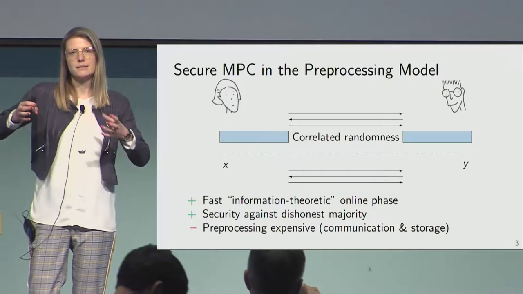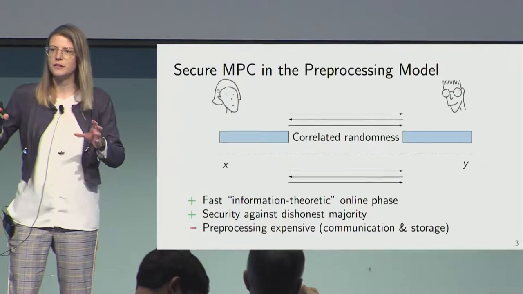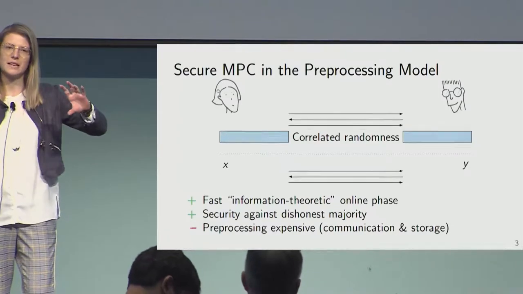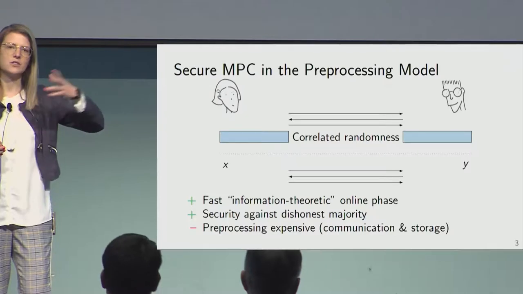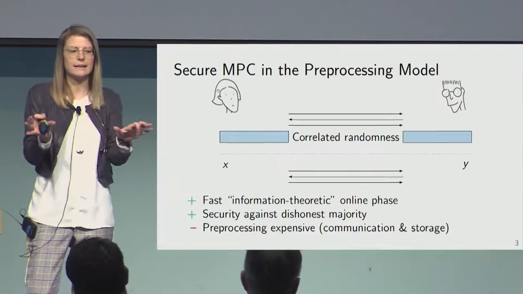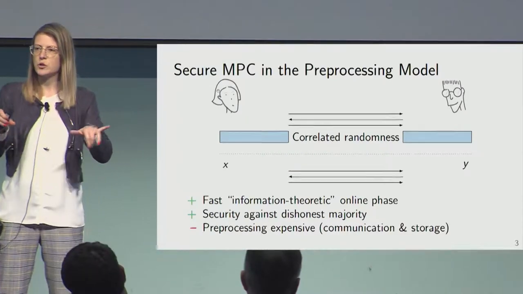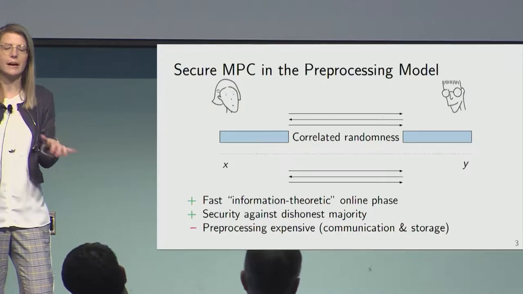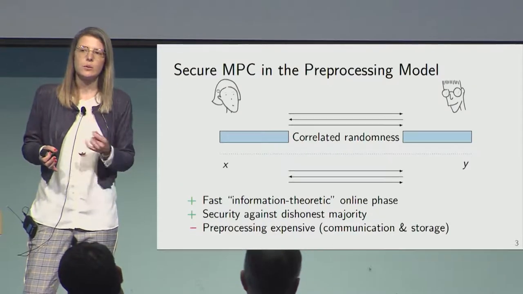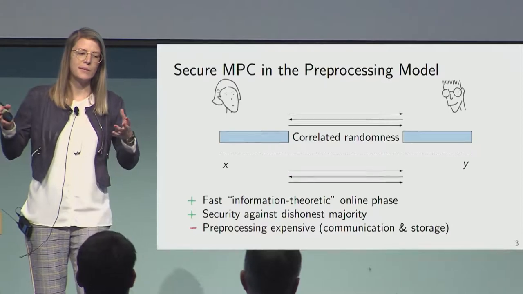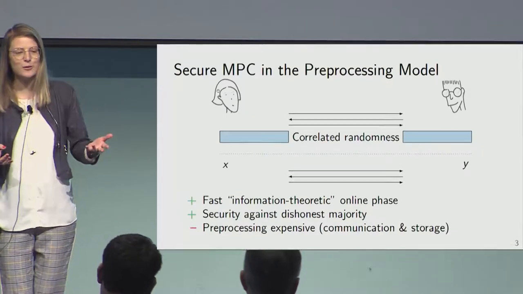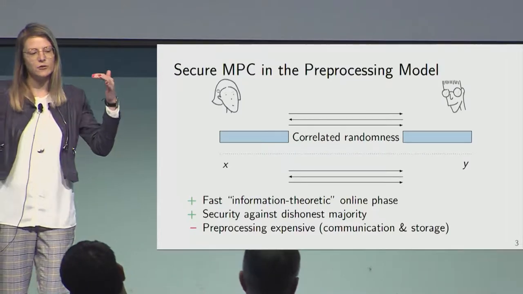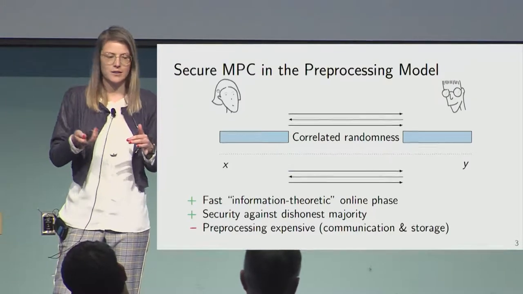But the problem is, now we kind of shifted the expensive part to the pre-processing phase. So in particular, even though the parties can generate this correlated randomness that they need long ahead, they have to store it for a long time, and it requires lots of communication. So what we did in this work is how to significantly reduce the cost for communication and storage.